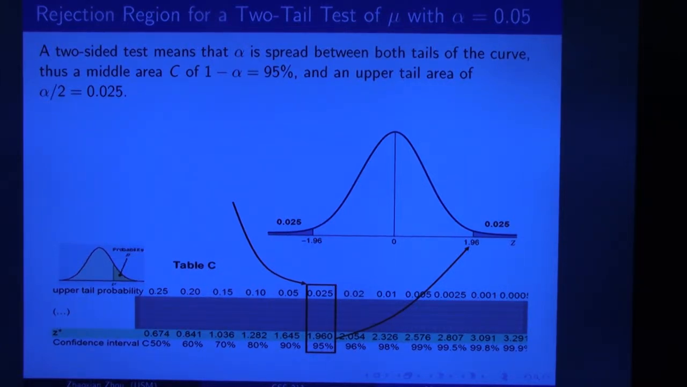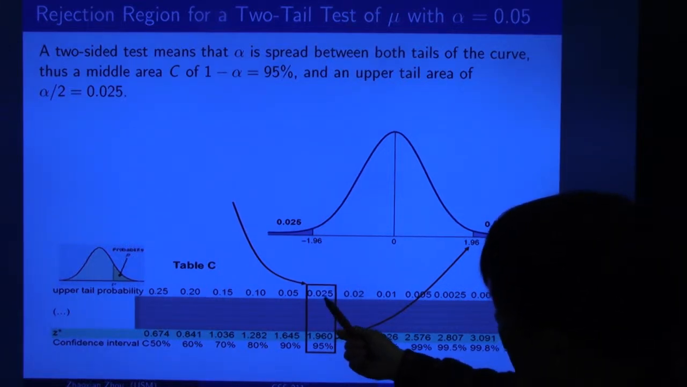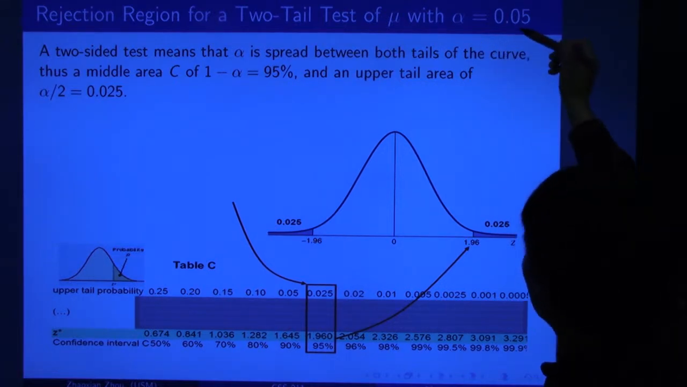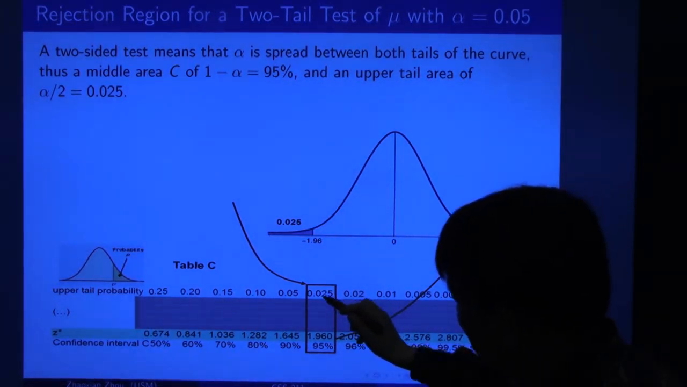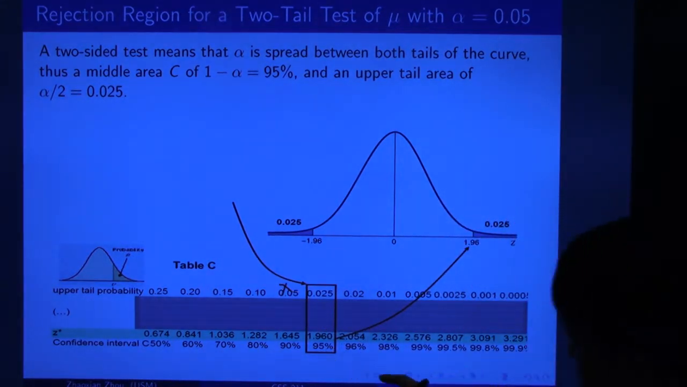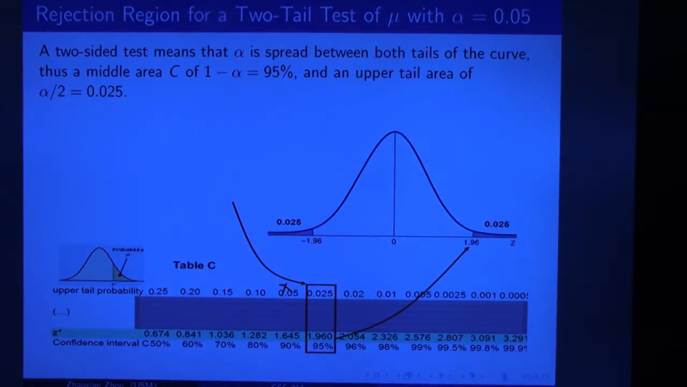And when we use table C to determine the z star, we cannot use 5%. Although this here equals 5%, we need to use half of it for a two-tail test. So we use the one corresponding to 0.025, not this one. This one is wrong. We need to use this. So this corresponds to confidence level 95%, and this z star equals 1.96.